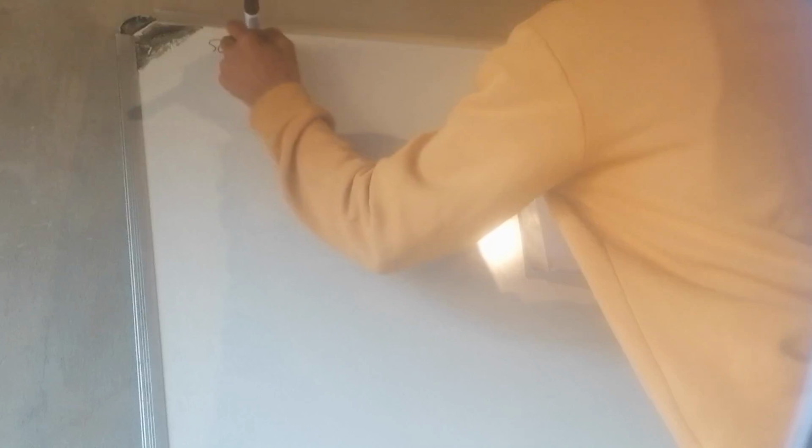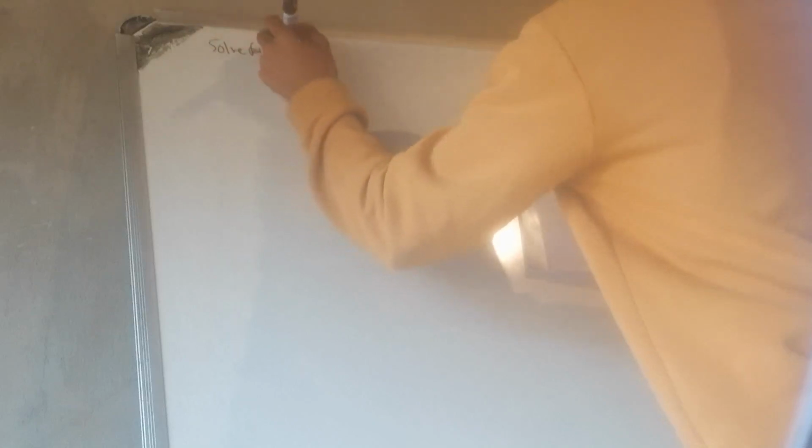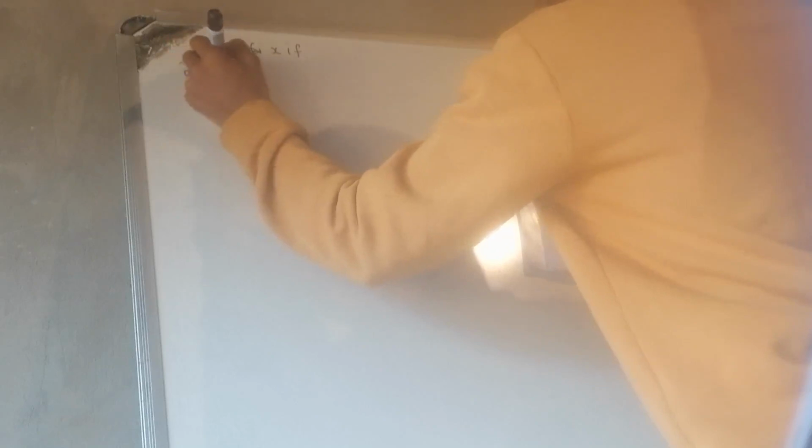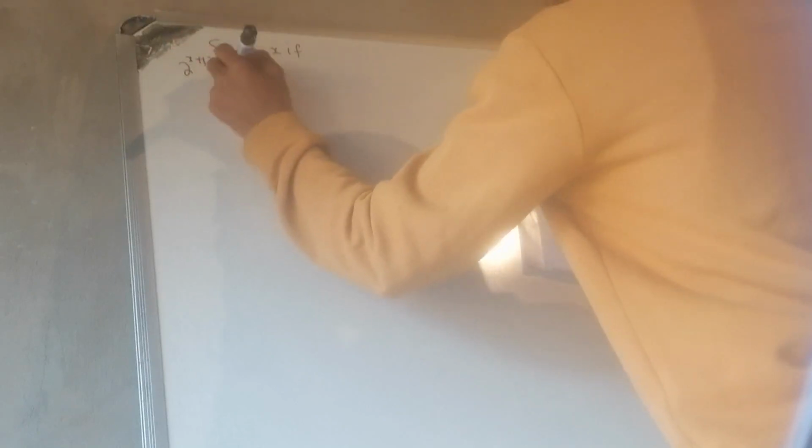Now, where's the paper 2? How to solve for x if 2x plus 12 equals 16 to exponent x.